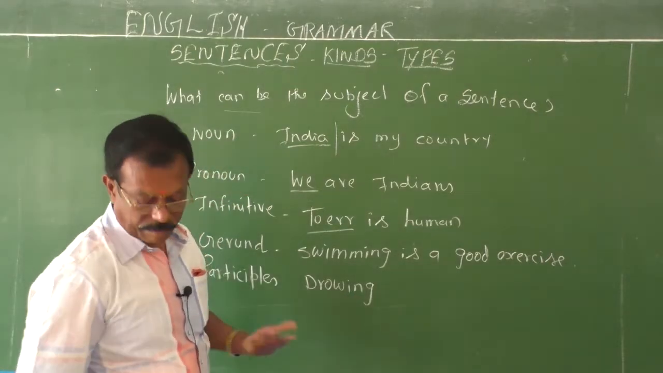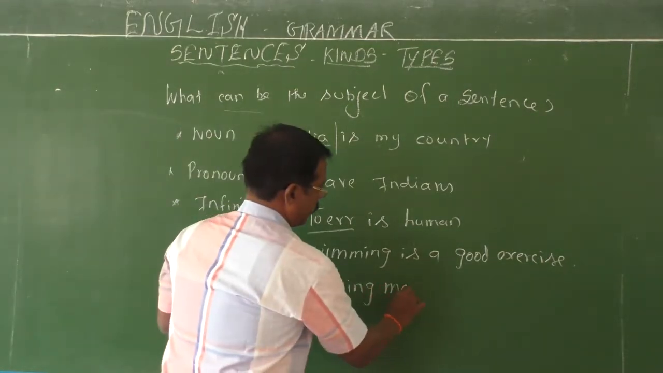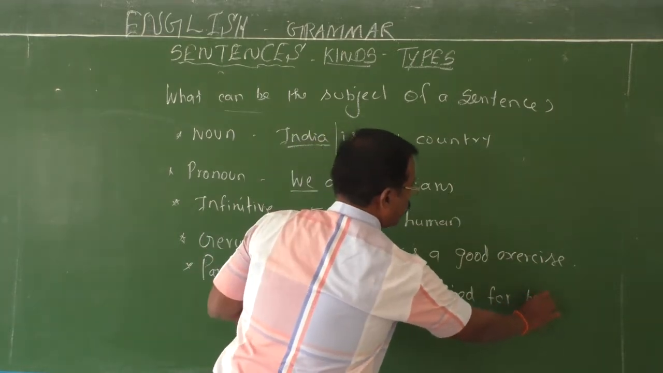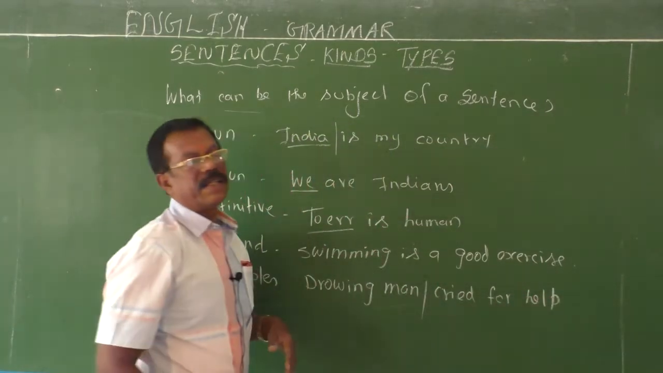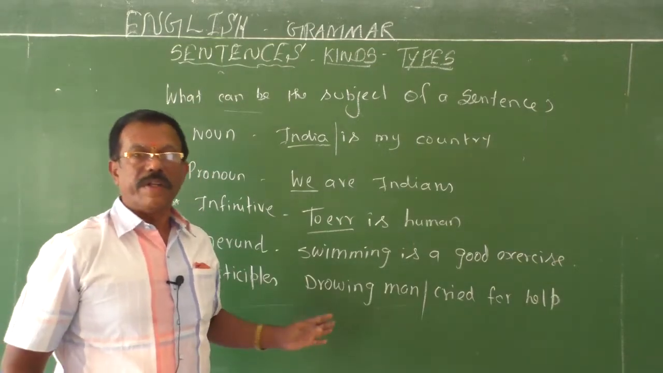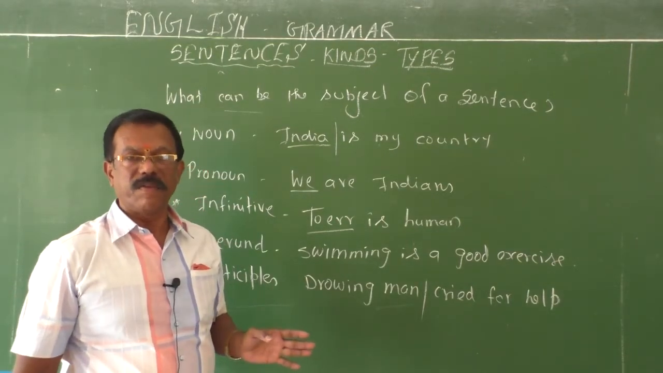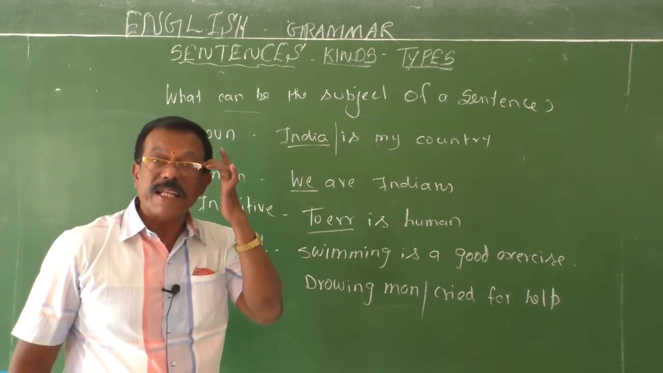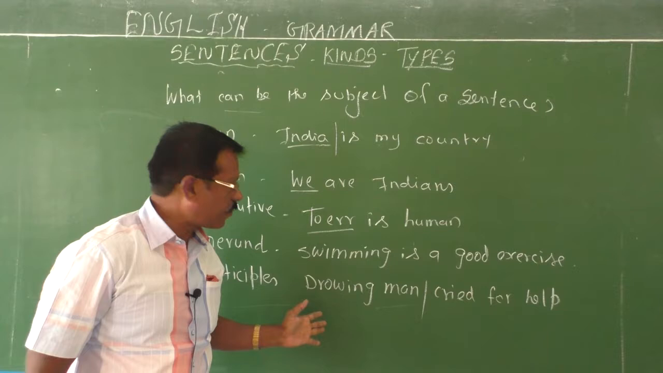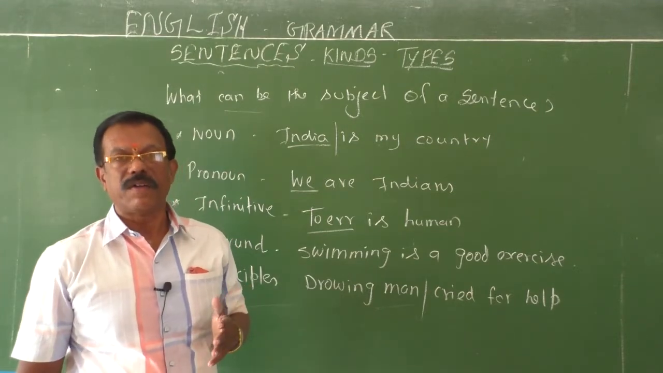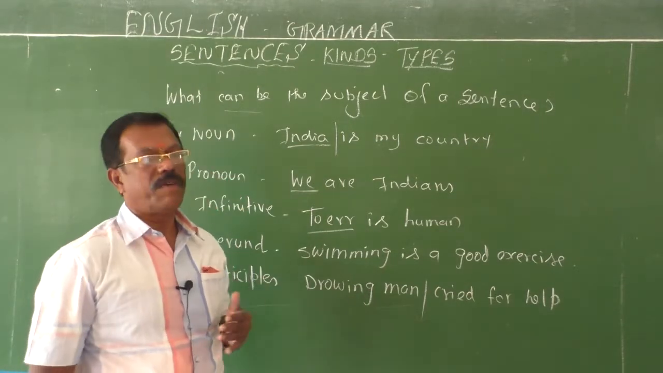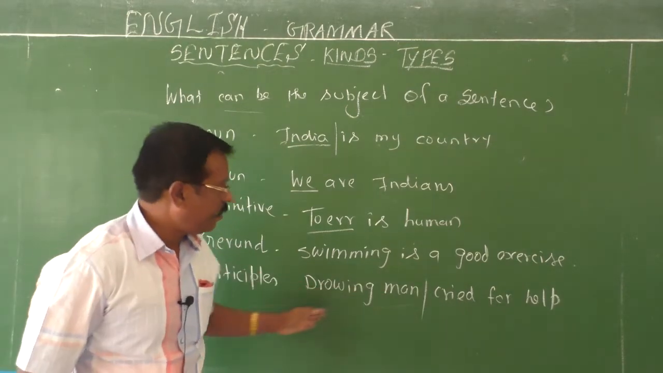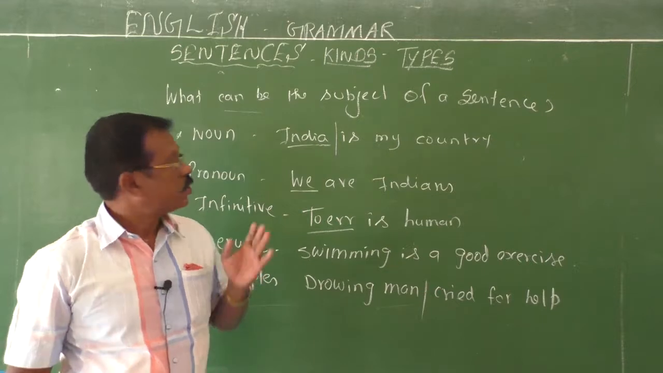Drowning man cried for help. Here, drowning man is a subject. So, drowning is a participle. What do you mean by participle, or what is participle? It is a verbal adjective. It does the function of an adjective. A man who was drowning, that's called a drowning man. So, it is a present participle, and here it is a subject of a sentence.